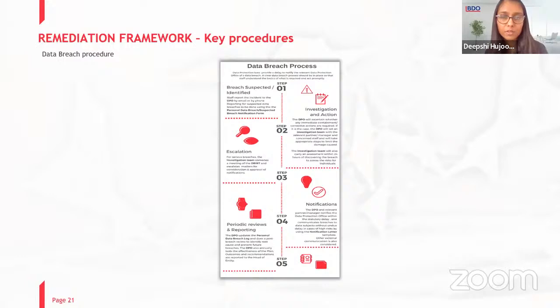And step 5 here is, once we are done with the breach, we have been able to manage it. So what are the lessons learned? What should we do for it not to happen again? We have to review our processes and so on. All of this is listed in the data breach response plan.